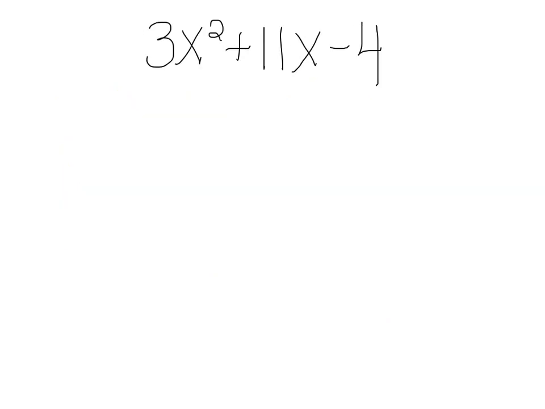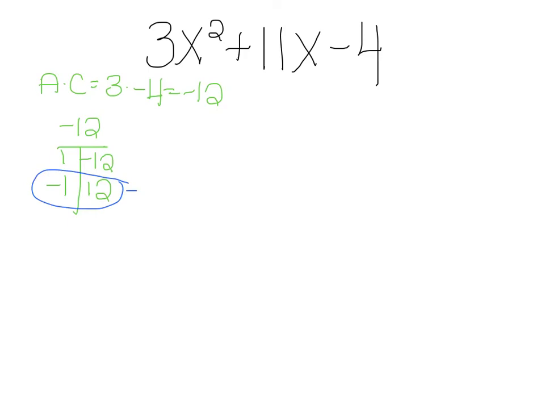This is going to be our last example, so pause the video and try this one on your own. All right, we have 3x squared plus 11x minus 4. The first thing that we need to do is a times c, which is 3 times negative 4, which is negative 12. So what multiplies to negative 12 but adds to 11? Because it's a negative number, they have to be one positive and one negative. So we have 1 and negative 12, or negative 1 and 12. Right away, I can see that negative 1 and 12 is going to give me 11.